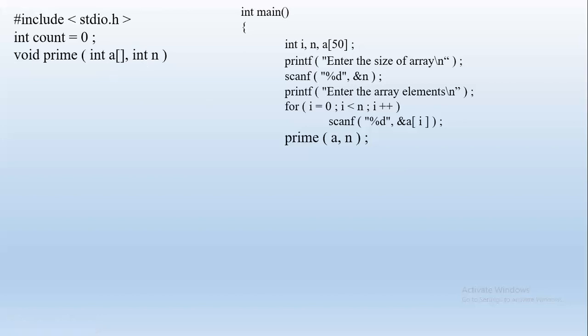We have to find if each of the array element is prime or not. So we have to start from 0. Array index starts from 0. So we have to start from A of 0. So here in the prime function, we are defining. So, okay, we start I and J, we are taking two variables. So I starts from 0.